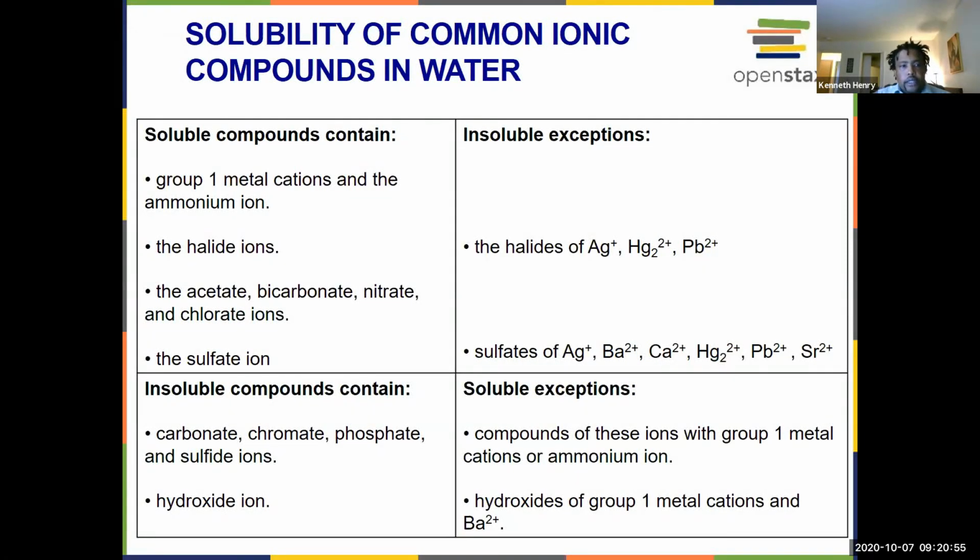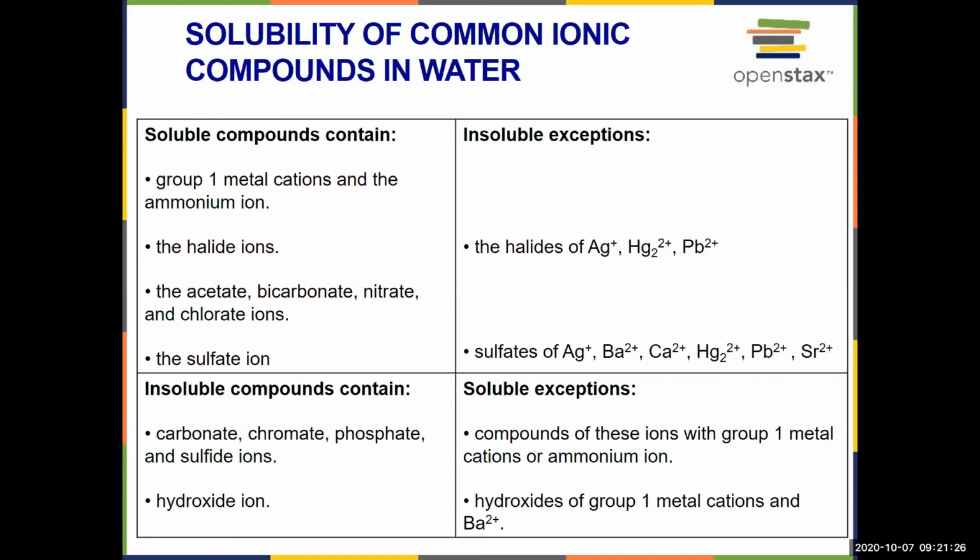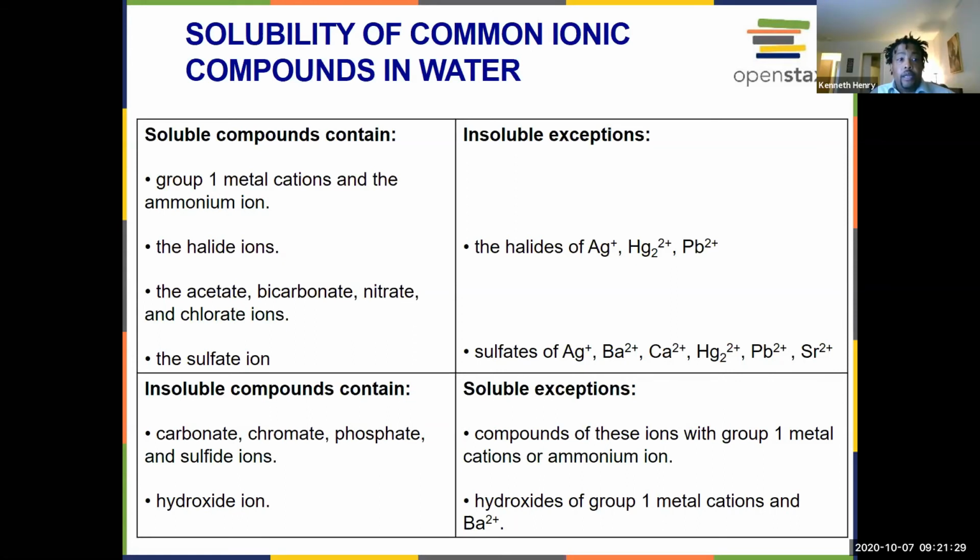So these are the general rules for solubility. Group 1 metals, their ions are always going to be soluble. So if they're with something, they're going to be soluble. For instance, sodium chloride, if I put it in water, what happens? It dissociates, meaning it's soluble, okay? So lithium chloride, potassium chloride. Anyone in group one metals is always going to be soluble, okay?